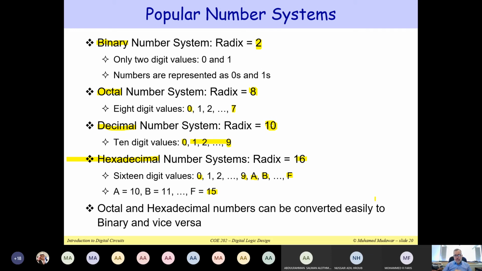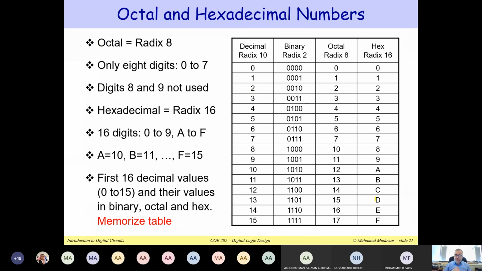Now, there is an easy way to convert between octal, hexadecimal, and binary number systems because they are related. When programmers are programming, rather than using binary, it's more convenient for them to use octal and hexadecimal. Octal is 8, and 8 is 2 to the power 3. Hexadecimal is 16, and 16 is 2 to the power 4. So there is an easy way to convert between binary, octal, and hexadecimal. Let us take a look at this.